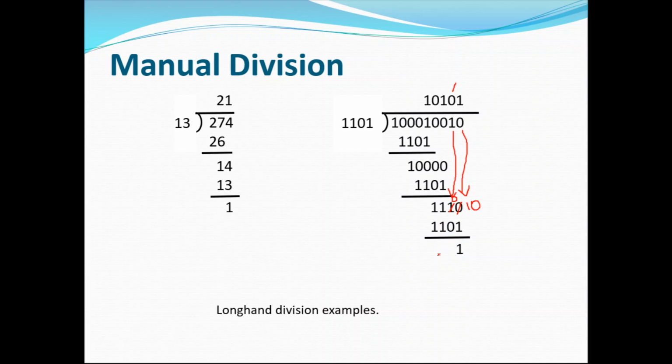1 minus 1 is 0. So the remainder is 1. This, if you convert to decimal, is nothing but 21.